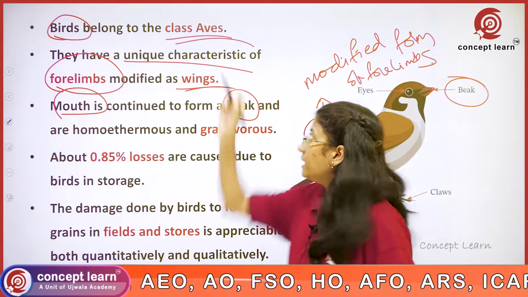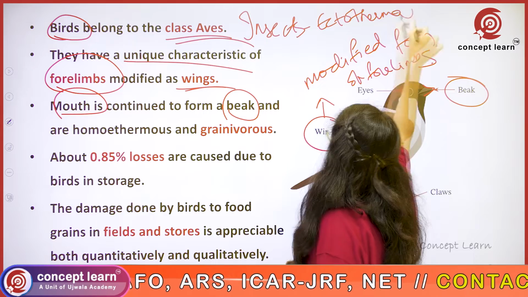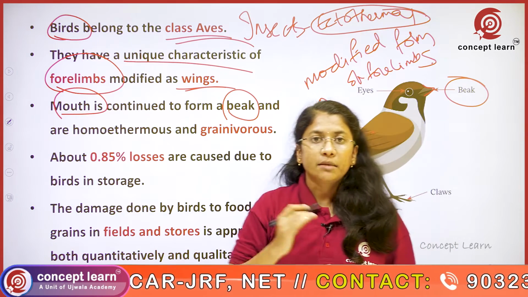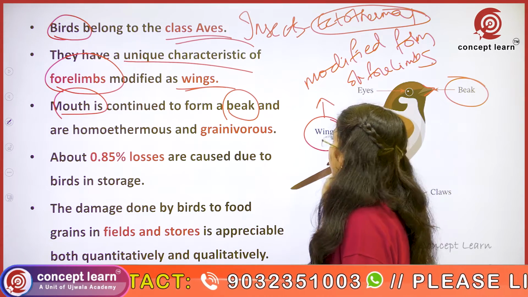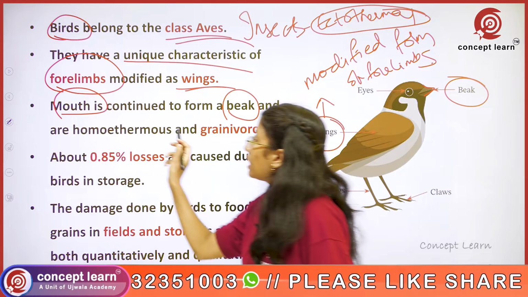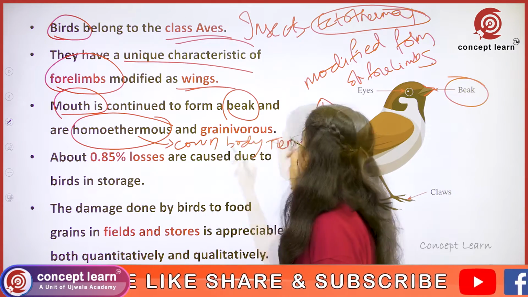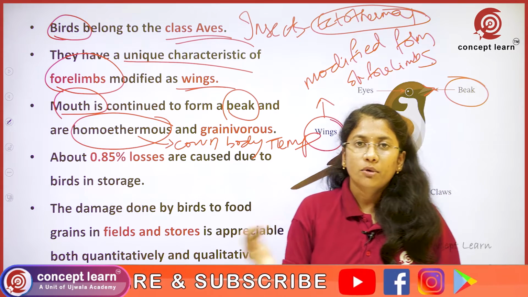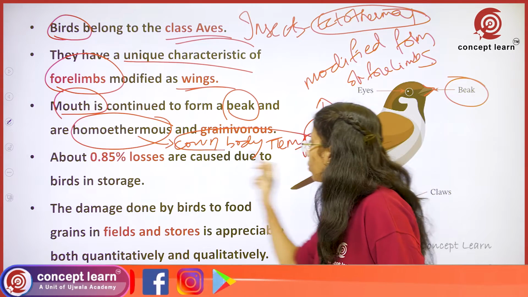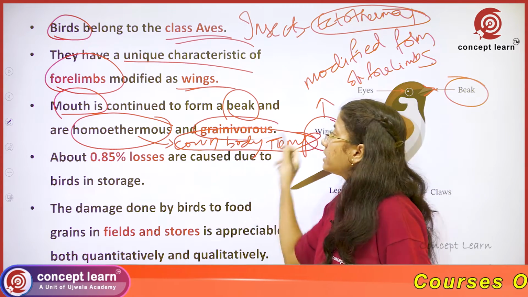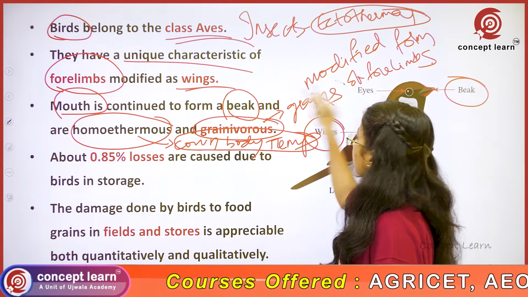If you see in case of the insects, insects are generally ectothermal in origin. That means in order to maintain their body temperature, they will be depending upon the surrounding environment. Whereas these birds are homeothermous. That means they maintain their own body temperature without depending upon the surrounding environment. These birds are also granivorous because they feed upon the grains and survive.